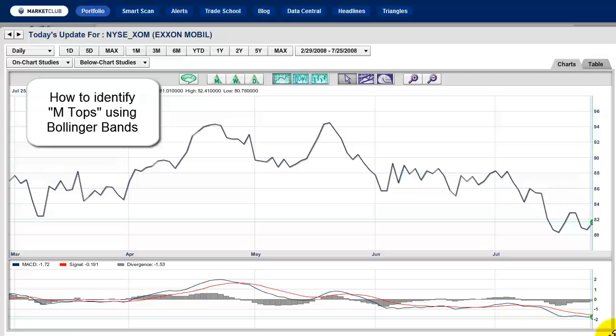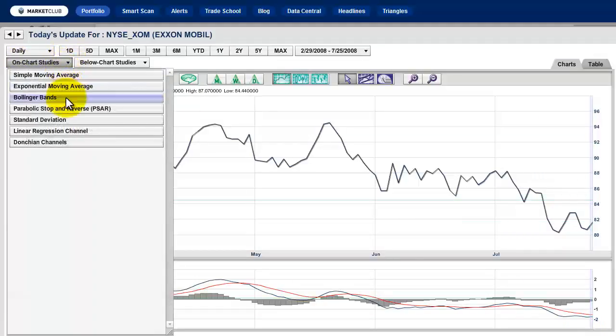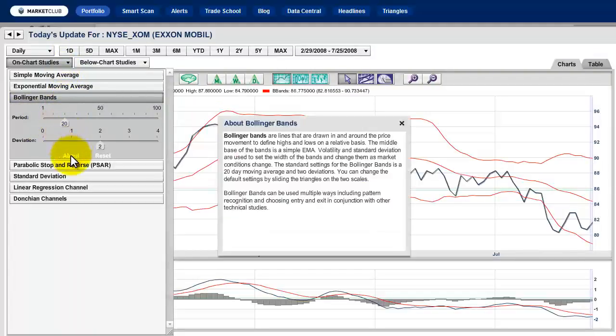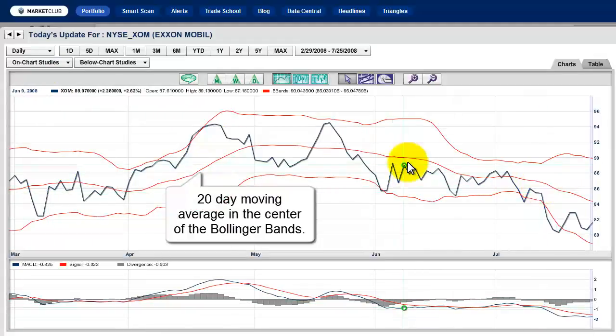So let's put on our Bollinger Bands on this chart. So just go to On Chart Studies, click it once, it'll drop down a menu, choose Bollinger Bands. As you can see, it's still the default setting. It tells you a little bit about the Bollinger Bands right here as well. And you can see our default settings are already in place. The 20-day moving average and the 2 standard deviations.